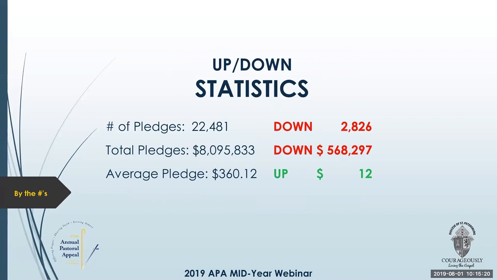So, looking at our up down in a little bit more detail, we know we have 22,481 pledges, and that number is actually down by almost 3,000. Our total pledge dollars are down by almost 600,000. With those trends, of course, what you see is the average gift is up when compared to last year, when you're looking at that 3-year comparative.